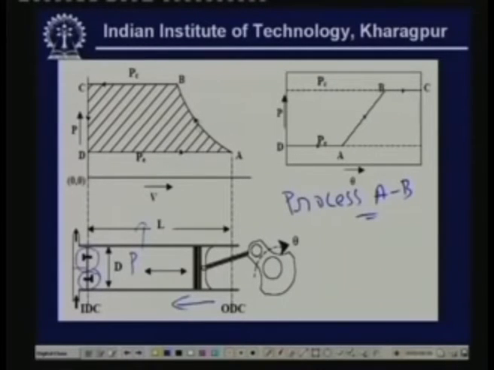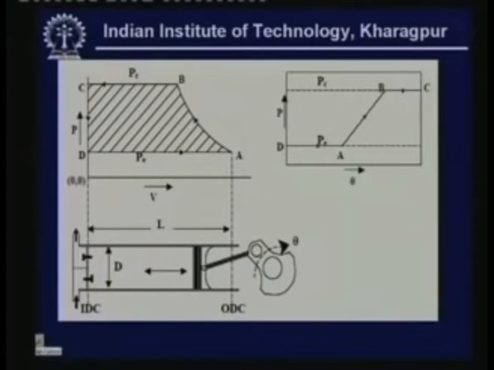As the volume is reduced in this direction, the pressure rises. This is the typical compression process, and during this process the pressure rises from the evaporator pressure PE to the condenser pressure PC, that means at point B. This occupies a certain crank angle, from A to B.